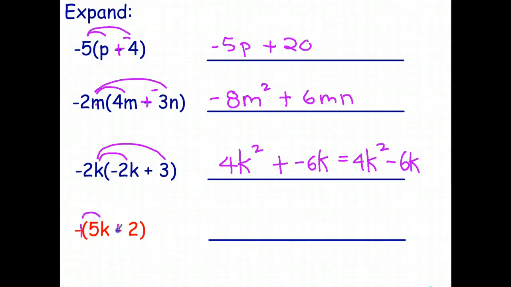Oh, first I better change subtract to plus negative. And now we go -1 times 5k is -5k. Again, plus. And -1 times -2 is +2. And that's how we deal with questions where there's a subtraction inside the brackets.